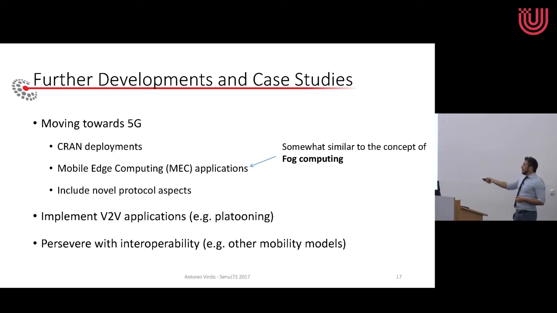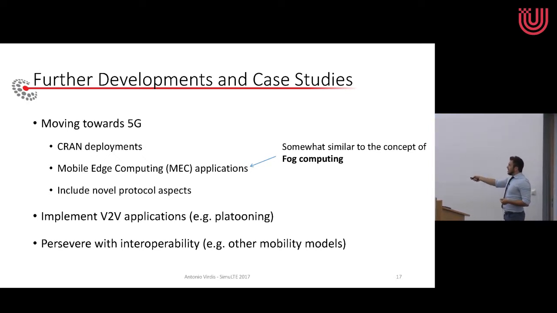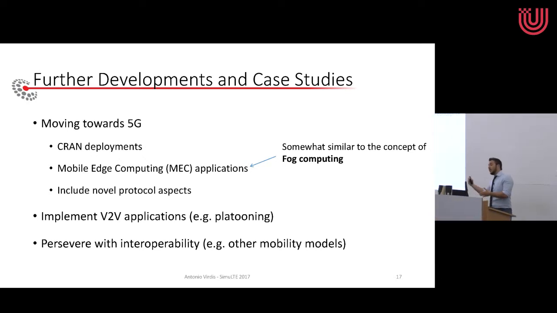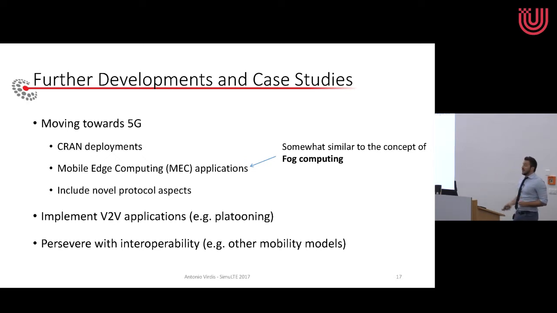We are also moving towards studies about mobile edge computing, which is somewhat similar to the concept of fog computing, but for cellular networks. So basically bringing intelligence and applications to the border of the cellular networks. And of course, we are looking towards possibly including protocol aspects specific to vehicular networks, which are currently being included in the 5G framework.